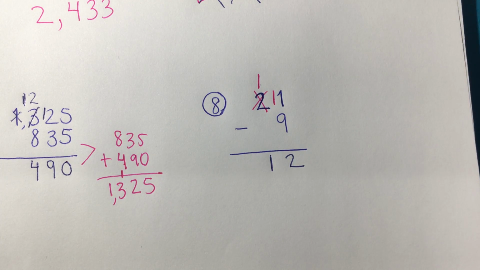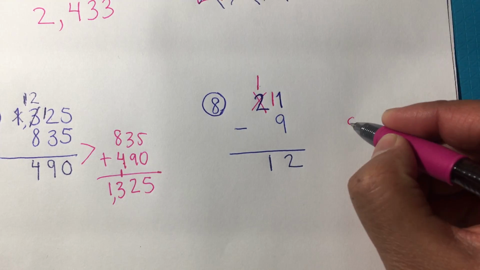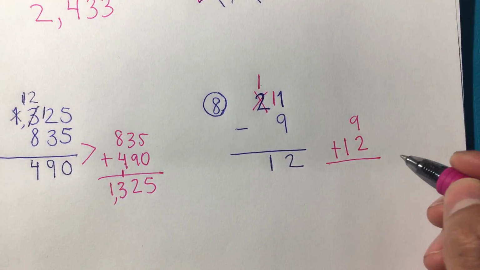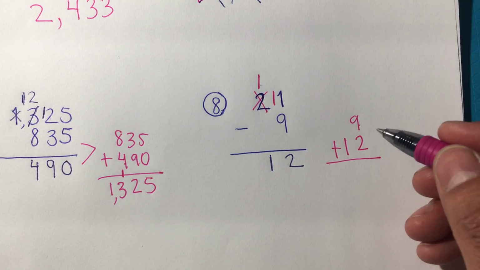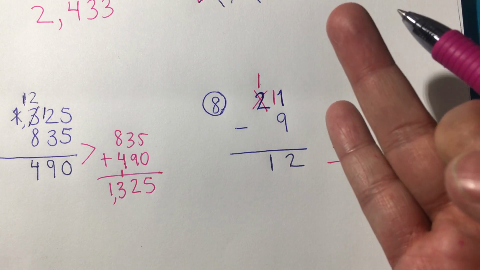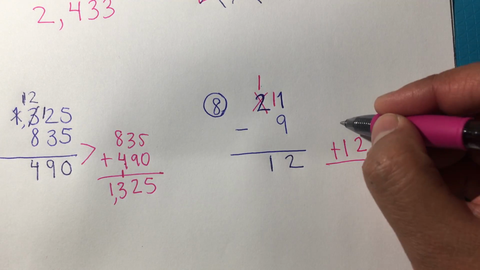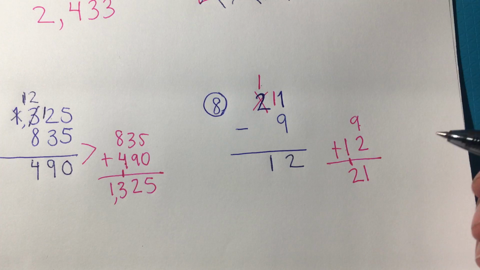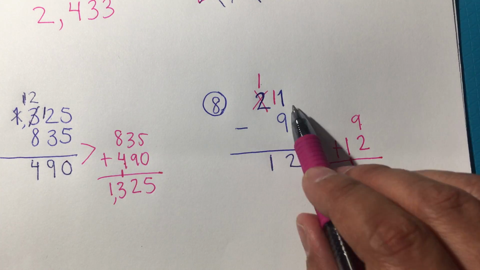Again, we do the checkup. 9 plus, careful, you have to align 1s with 1s, 10s with 10s. 9, 10, 11. Put the 1, carry 1. And 1 plus 1, 2. That's the initial amount, 21.